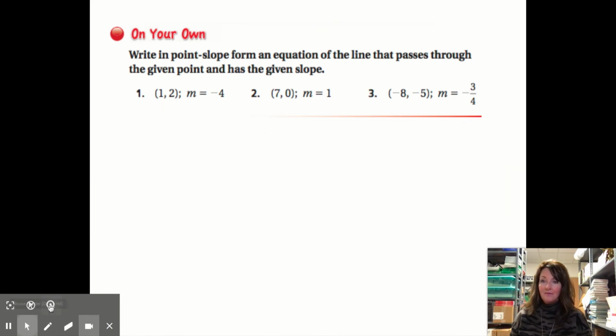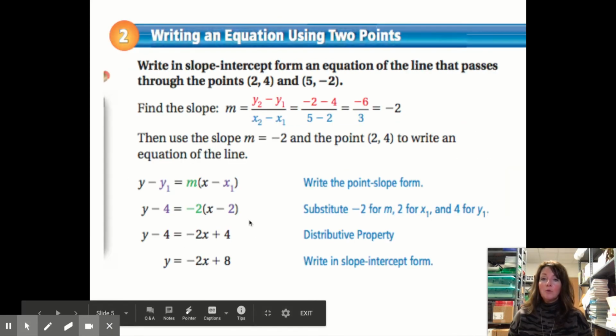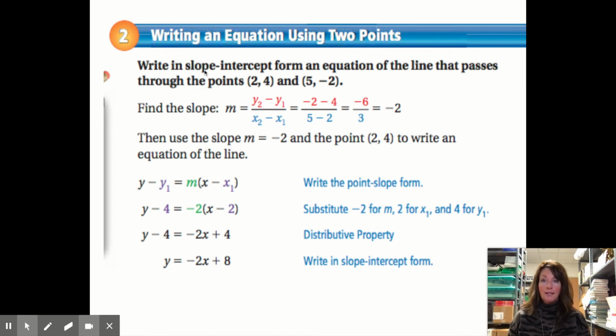All right, here we go. Next, we're going to take it all the way to slope-intercept form. And so pay attention to the directions. Write in slope-intercept form an equation that goes through these 2 points.